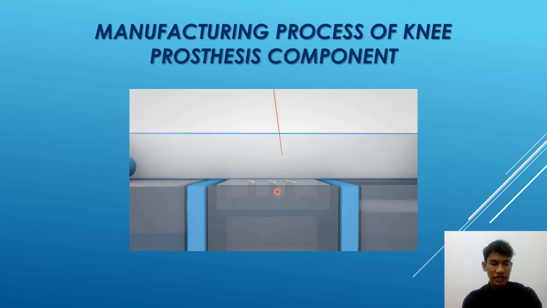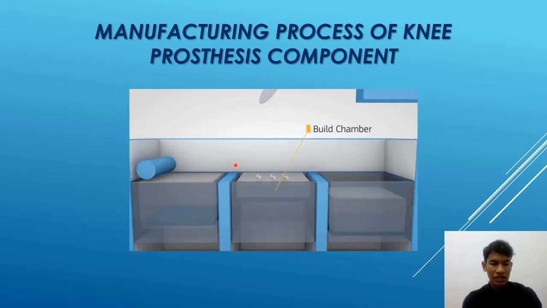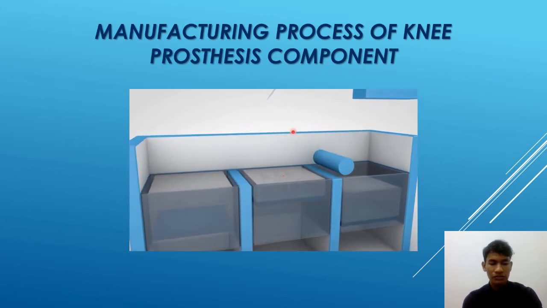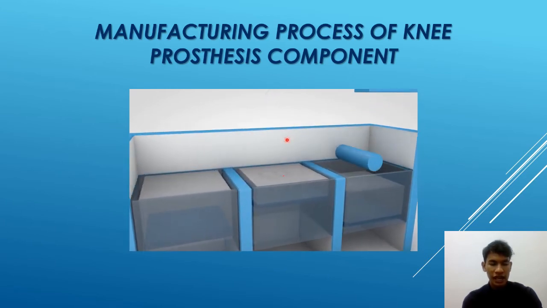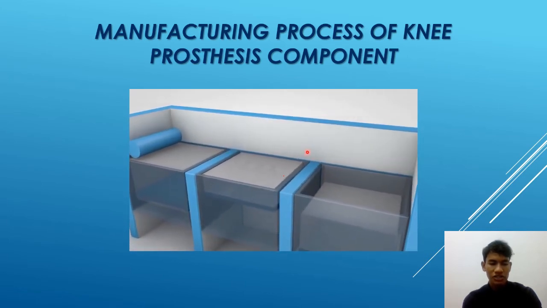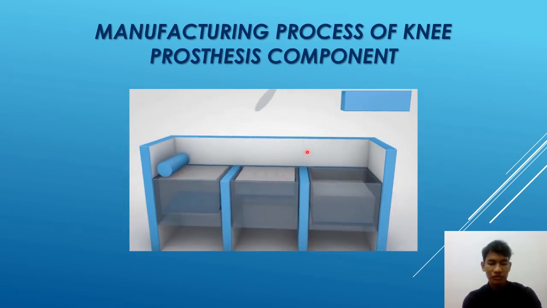The piston moves the supply container up while the build chamber goes down, while the roller moves across the bed to distribute the next layer of powder. Excess powder will be swept to the collection container. The process is repeated layer by layer until the process is complete.